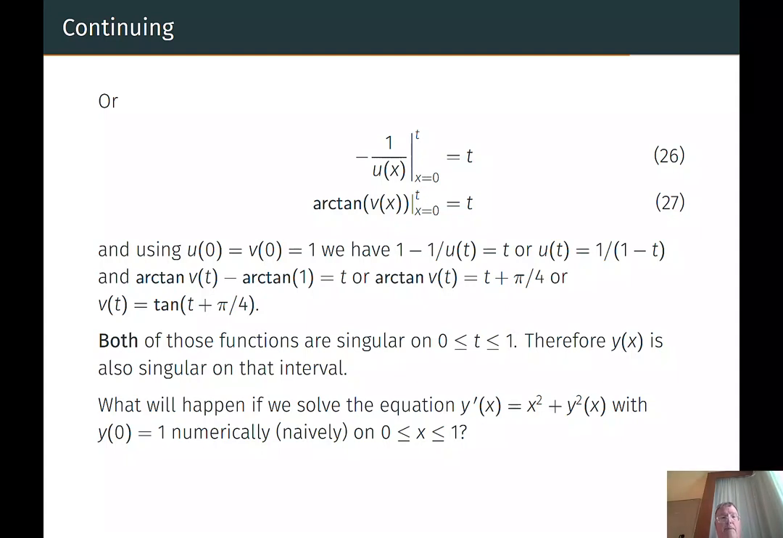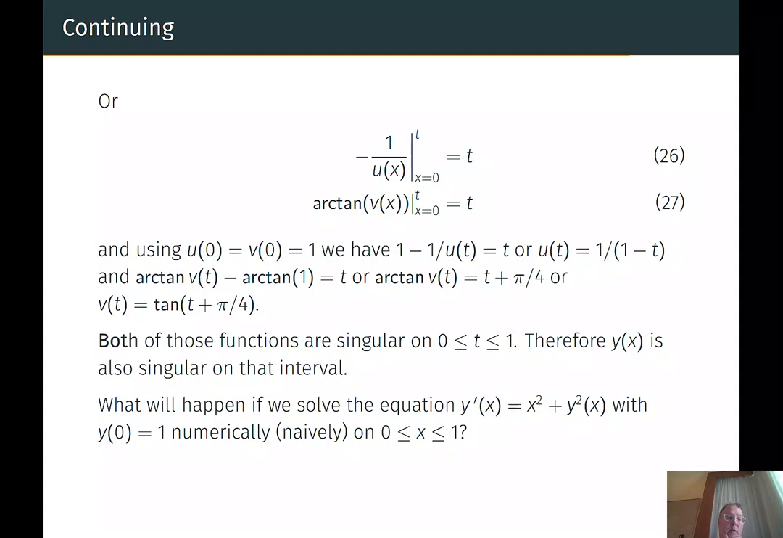Now, here's the fun bit. Both of those functions are singular on 0 less than or equal to t less than or equal to 1. The v function is singular at t equals pi over 4, because that gives us pi over 4 plus pi over 4 is pi over 2, and tangent of pi over 2 is infinity. So v certainly goes off singular, but so does u. u goes off to infinity when t equals 1. And y is trapped between those two. y is trapped between u and v, so it must be singular.